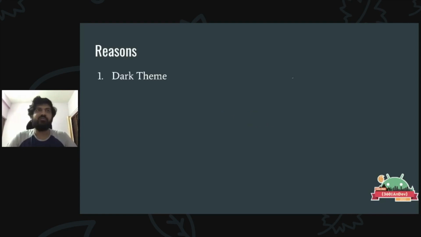So the first thing would be dark themes. It's something that we all love on apps. The second is multi-window, and the third would be process death. I'll be discussing each of them in detail and also the cases you come across.